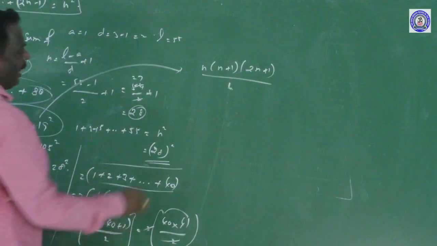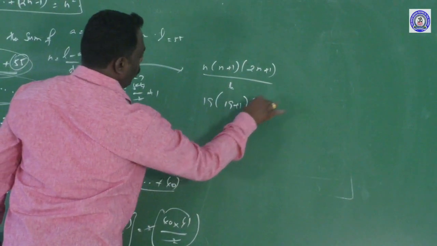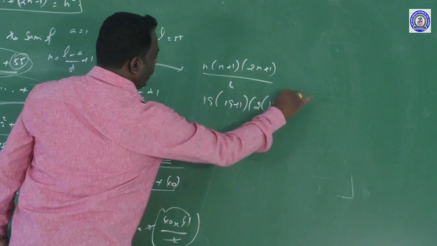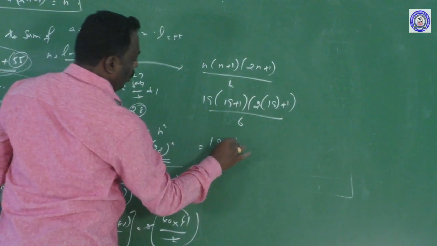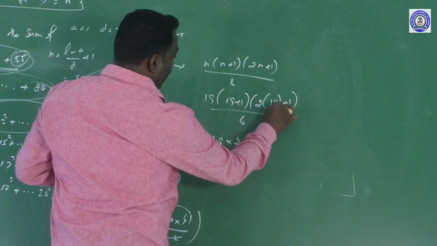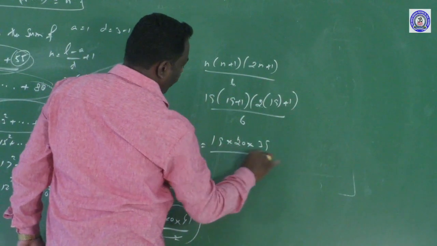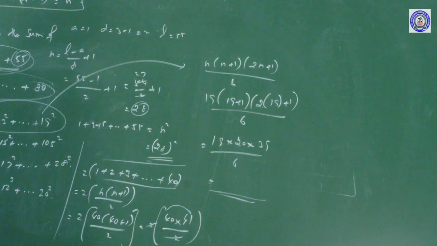Therefore, n is 19. So 19 into 19 plus 1 into 2 into n value, 19, plus 1 by 6. Simplified: 19 into 20 into 2 times 19, 38, plus 1, 39, by 6. Just cancel, and we get the final answer of the multiplication.